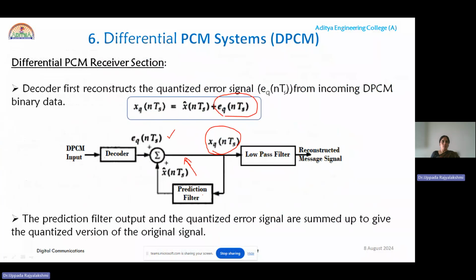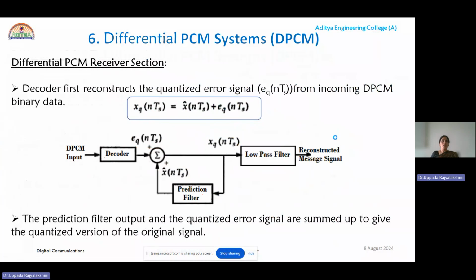Finally, the prediction filter output is x cap of nTs, and the quantized error signal, that is eq of nTs, are summed to give the quantized version of the original signal. This is the same mathematical expression which we studied as equation 3 in the transmitter section.